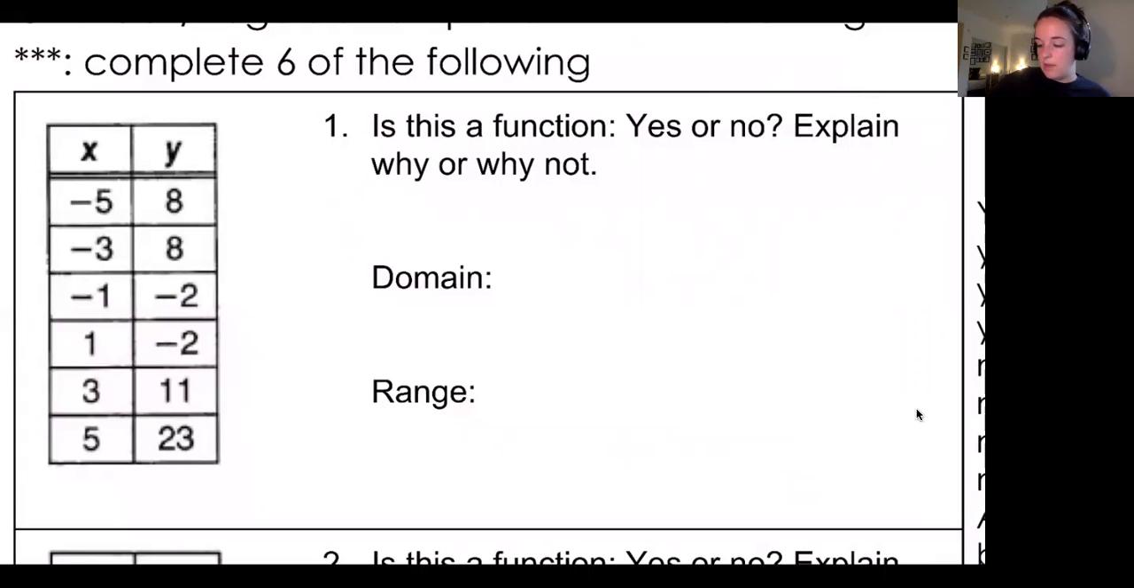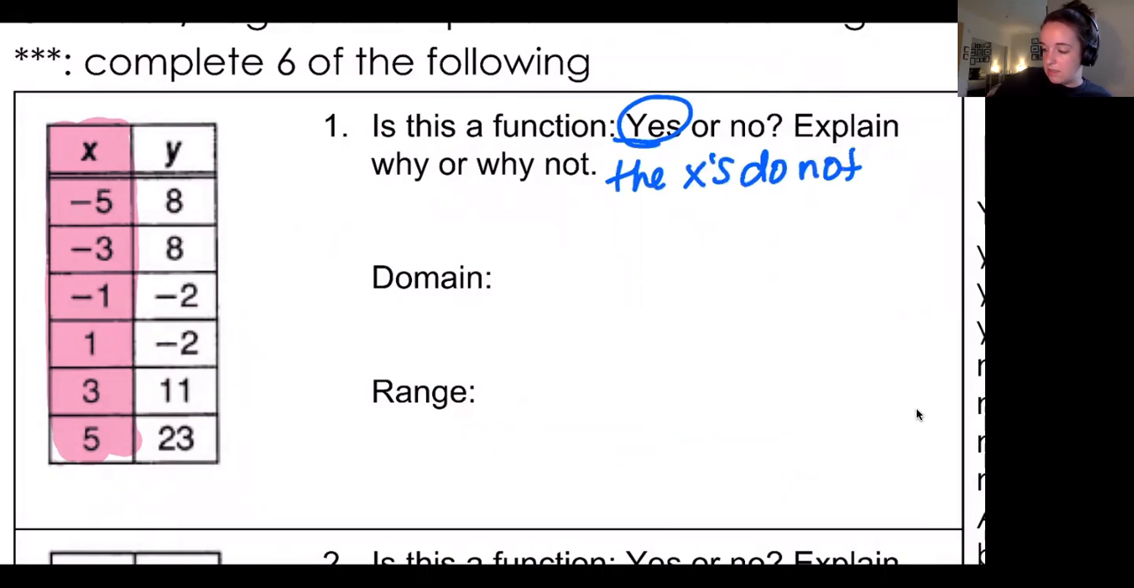So you want to look at the x column and see if any of the numbers repeat. It's okay if one's positive, one's negative. Those are different numbers. In this case, I see no x's are repeating. So yes, this is a function. The x's do not repeat.